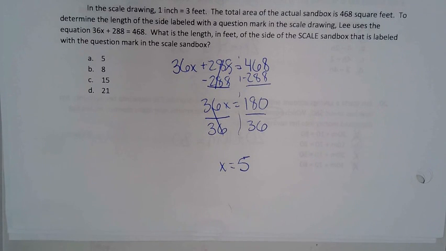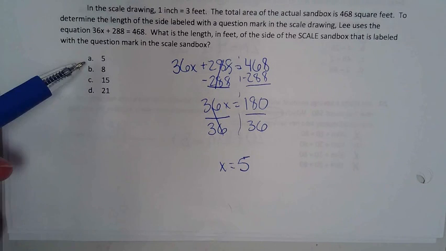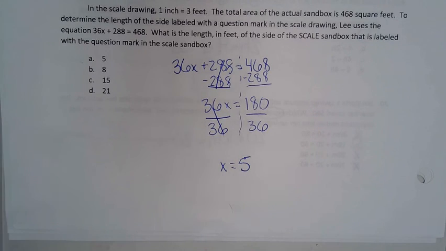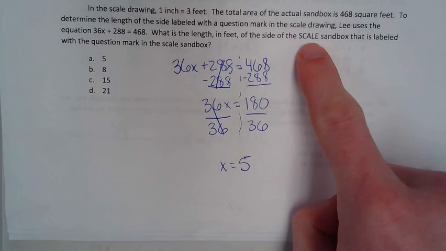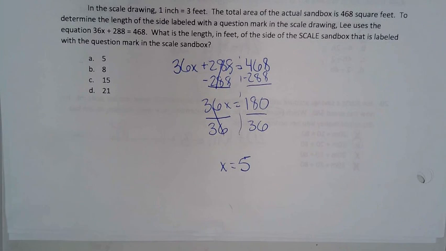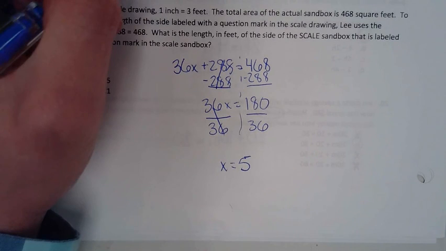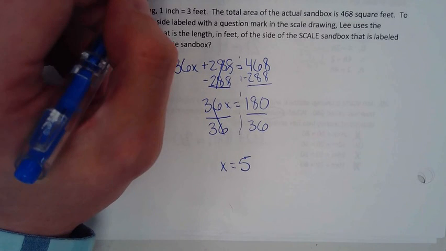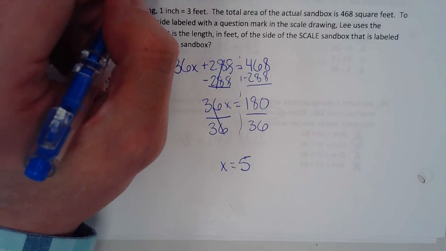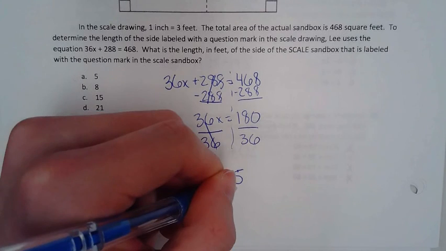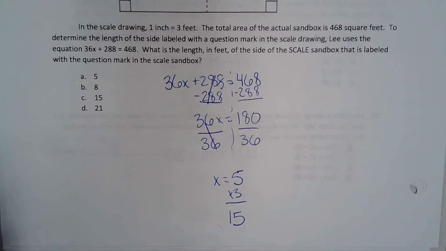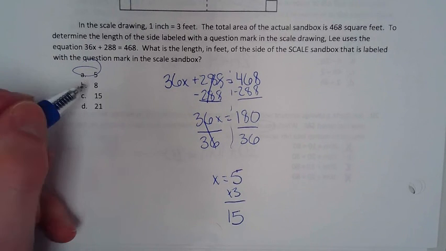So here we have an answer of 5, and I know we want to mark that down, but the key is whether it's asking for the scale or the real sandbox. So the scale sandbox is actually going to be 5. But if we wanted to find what the real thing would be, the x, it's x here. If we want to find in feet, we have to multiply by 3. So if they want the scale, it's 5. Otherwise, 15.